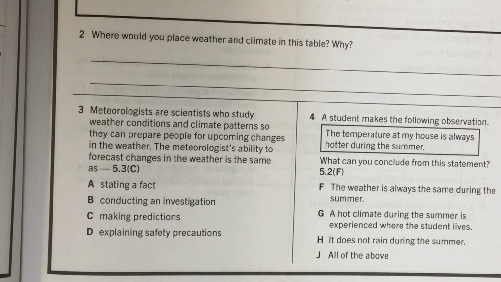And number 4, a student makes the following observation: the temperature at my house is always hotter in the summer. What can you conclude from this statement? F, the weather is always the same during the summer. G, a hot climate during the summer is experienced where the student lives. H, it does not rain during the summer. Or J, all of the above.